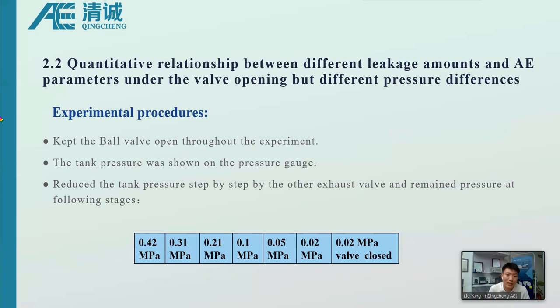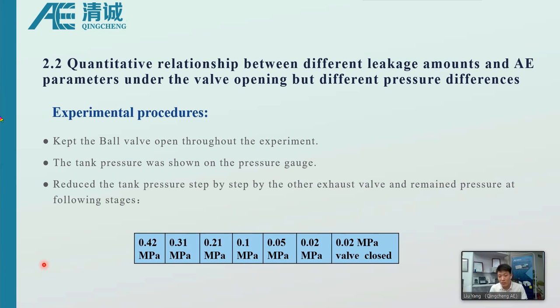Here is the second experiment we've done. It determines the quantitative relationship between different leakage amounts and AE parameters, with the valve open but at different pressure differences. The procedure is: first, keep the ball valve open throughout the experiment, and the tank pressure is shown on the pressure gauge. Third, reduce the tank pressure step by step using the other exhaust valve, and hold the remaining pressure at the following stages.